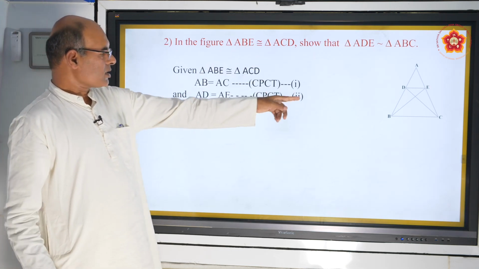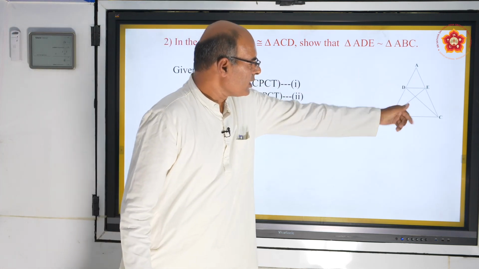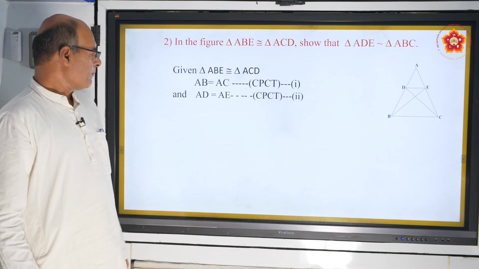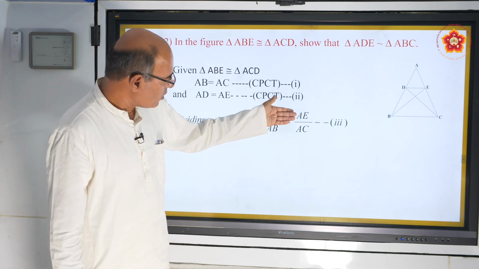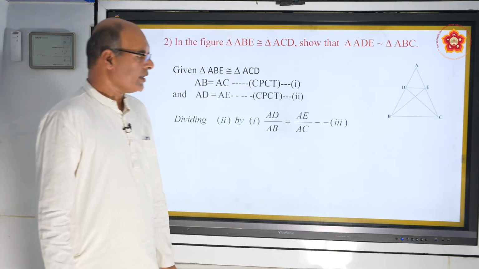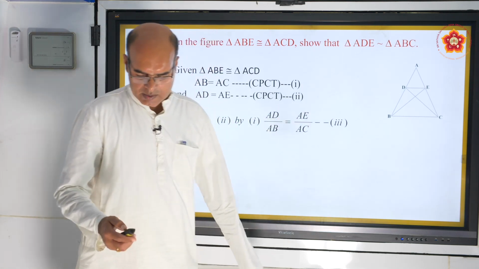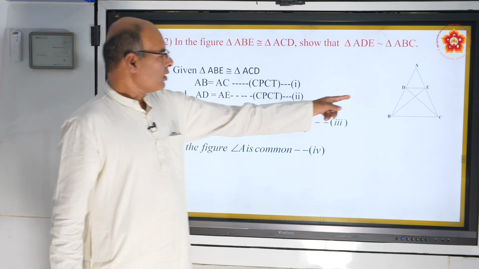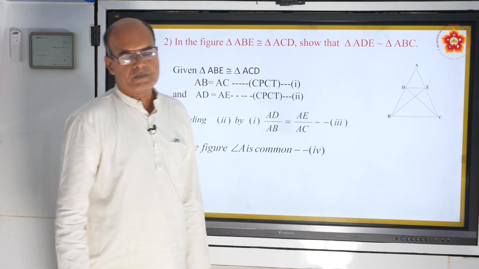So given these two triangles are similar, those two obtuse angle triangles, therefore AB is equal to AC and AD of the first triangle is equal to AE of the second triangle. So divide this, and you get AD by AB is equal to AE by AC. This shows DE is parallel to BC. Also, in these two obtuse angle triangles, angle A is common.